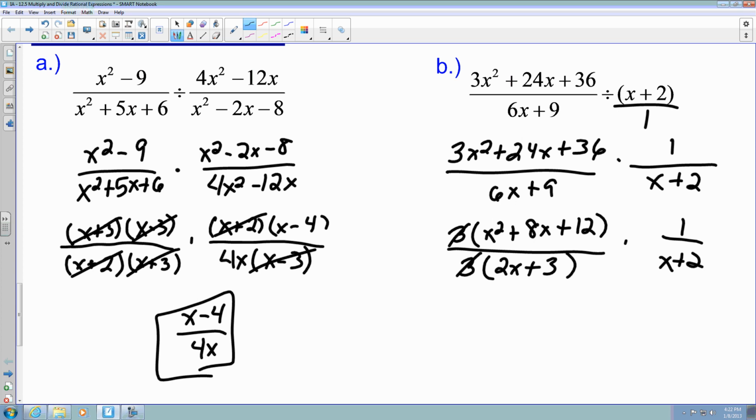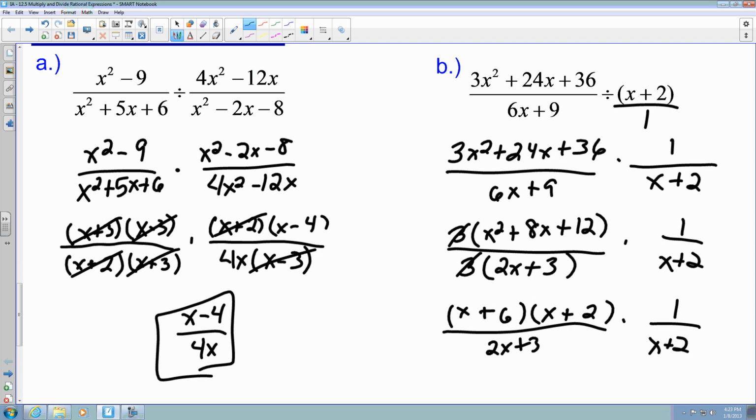The 3's cancel. So then it means now I can try to FOIL my numerator. So I got x and x. The plus 12 means they're going to be the same sign. The plus 8 means they're going to be positive. And so 6 and 2 all over 2x plus 3 times 1 over x plus 2. And if I look, x plus 2 cancel. And I'm left with x plus 6 in the numerator and 2x plus 3 in the denominator.